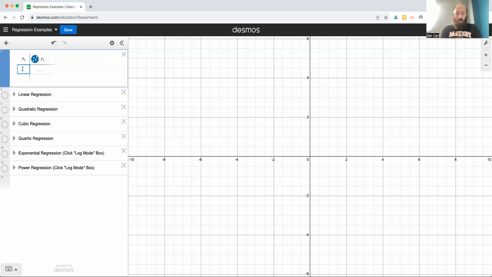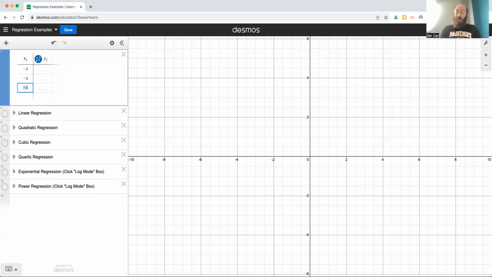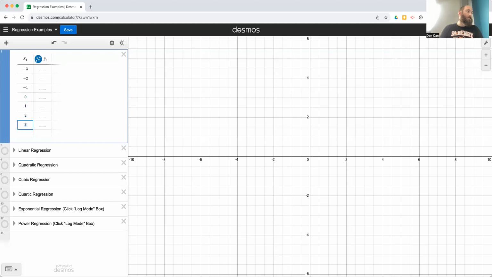So I'm going to go with a very basic one. Let's just go with negative, we'll go -3, -2. If I establish a pattern for my x's, it'll continue the pattern for me. Kind of nice. I'm going to take this up to 3. What I'm going to do is put in a quadratic just so we can see what this looks like. So for example, -3 squared is 9. -2 squared is 4. -1 squared is 1, 0, 1, 4, and 9.